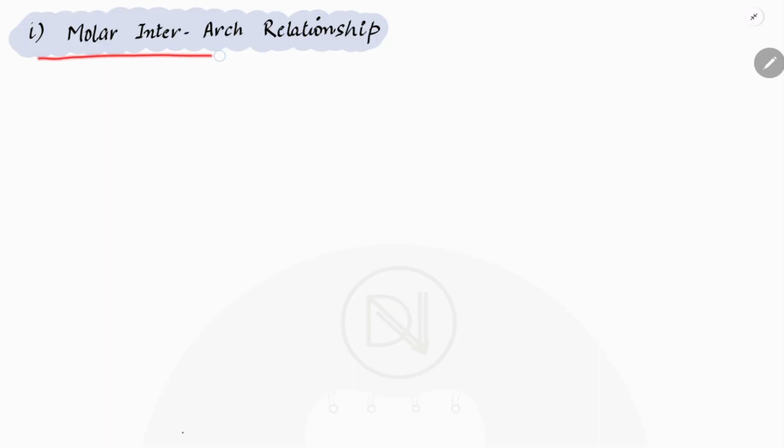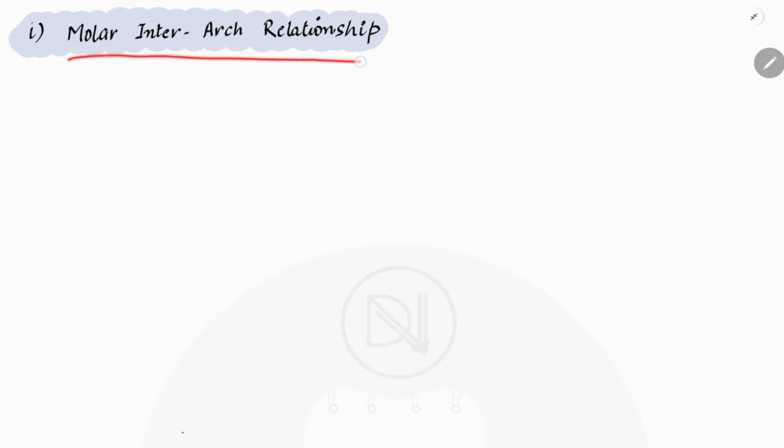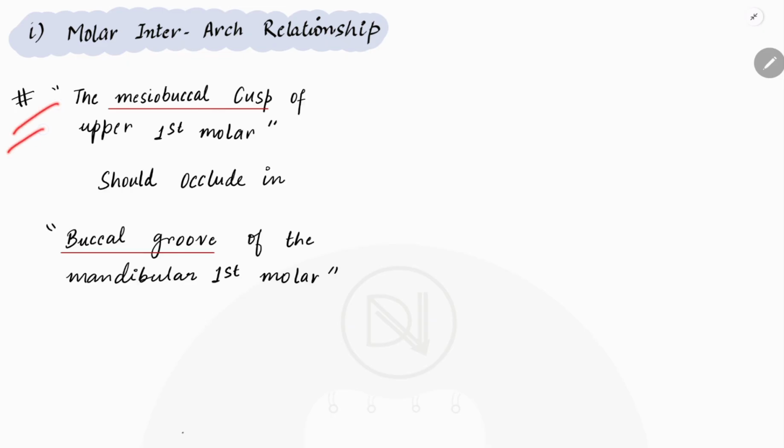So the first one is your molar interarch relationship. So let's see, interarch means in between the upper and lower arch. The relationship of the molar teeth is going to decide Andrew's first key to normal occlusion. So there are 2 considerations which we are taking. The first one is for your first molar, alright. So here we are considering the first molar. One would be in your upper arch, the other one is going to be in your lower arch.